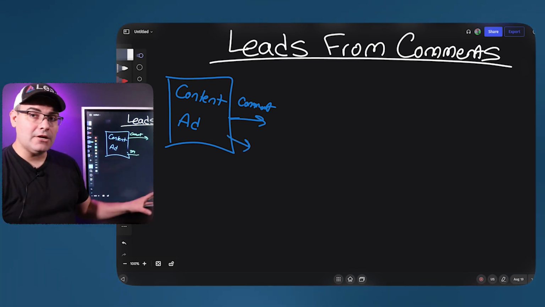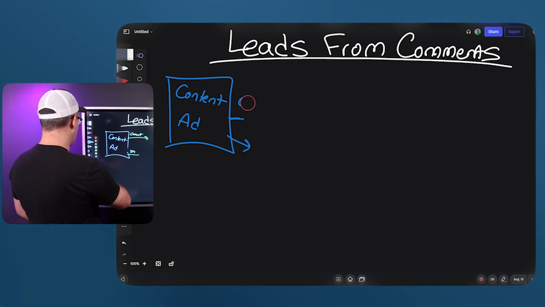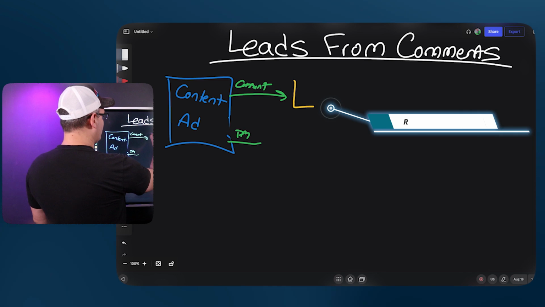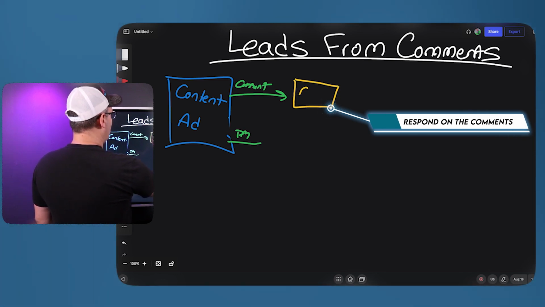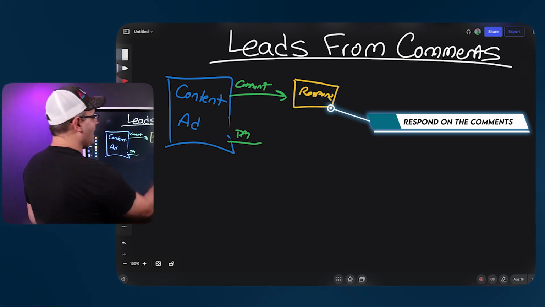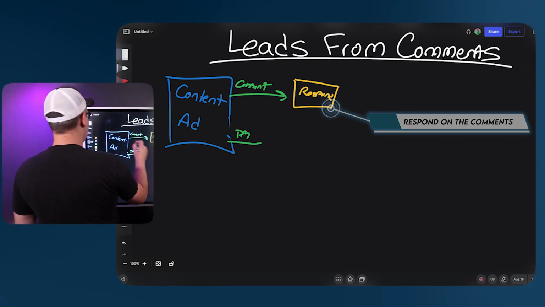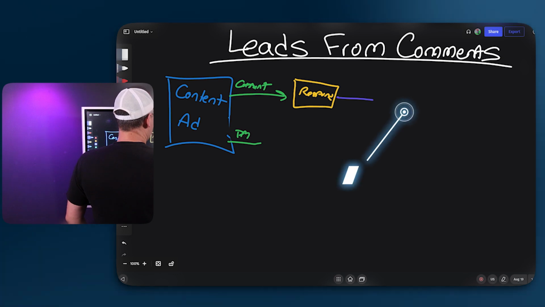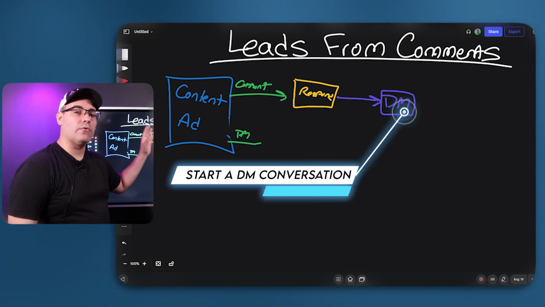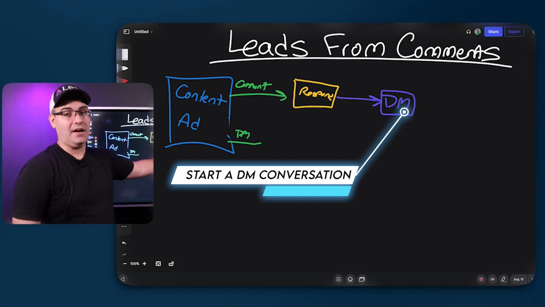Now, what's going to happen here is we're actually going to have HighLevel take over. I'm going to put HighLevel here in yellow. HighLevel is going to take over, and it's actually going to respond on the comment, and then it's going to start a DM conversation with the person. And we're going to run through a very specific DM script. We're not going to use AI.